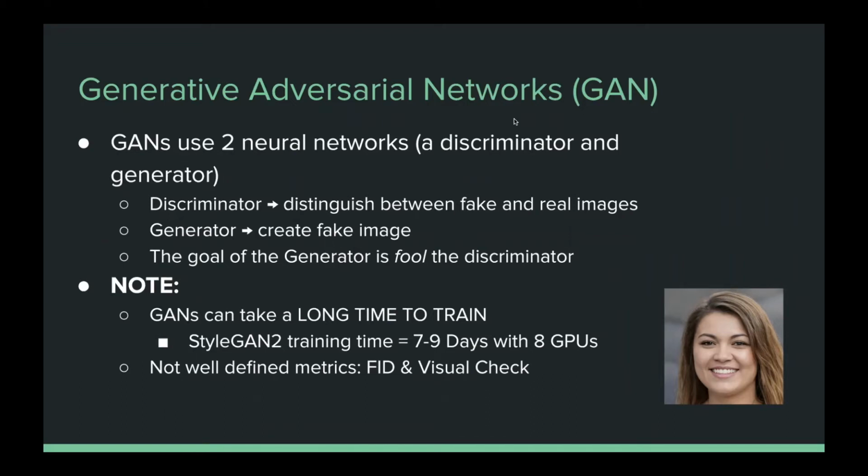One thing to note is GANs can take a long time to train. For example, this image is generated from StyleGAN2, but StyleGAN2's training time took about 7 to 9 days with 8 GPUs. The other thing to note is that GANs don't really have a well-defined metric. One of the only metrics used in papers and literature is FID, and we also use visual check. So we really have to be careful when we're defining metrics for our GAN here.